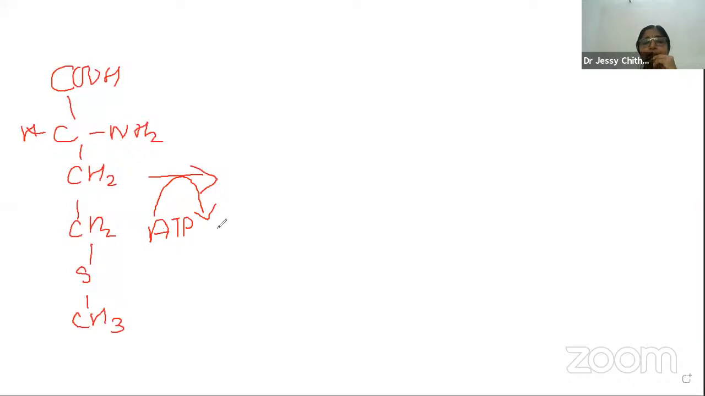The 3 high energy phosphates are removed as 2 molecules of pyrophosphate and 1 inorganic phosphate. Understand? All of the high energy phosphate is removed from ATP. The only remaining part is the adenosyl group, which is transferred to methionine, forming S-adenosyl methionine.